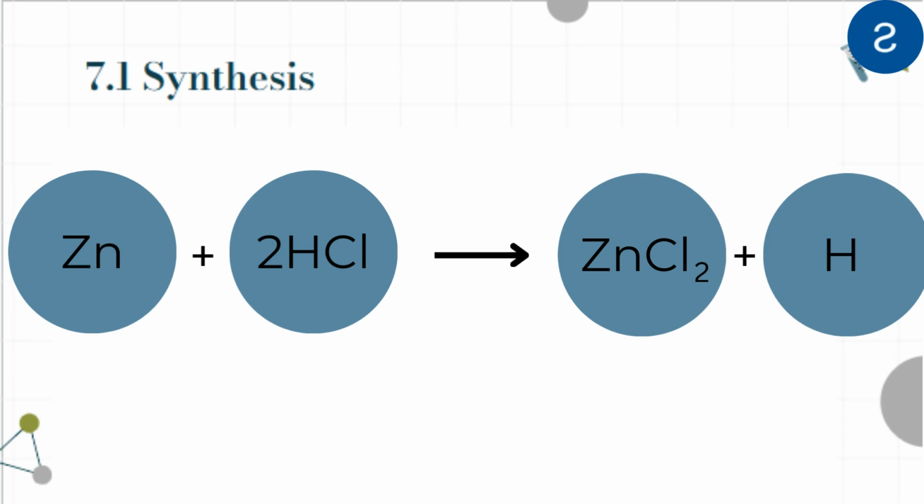Let's take a closer look at an example. This example shows two reactants, zinc, which is the singular element, and hydrogen chloride, which is made up of two separate elements, hydrogen and chlorine. The products of this chemical reaction after the arrow show zinc bonded with chlorine to form zinc chloride, and hydrogen is left over as the single element.